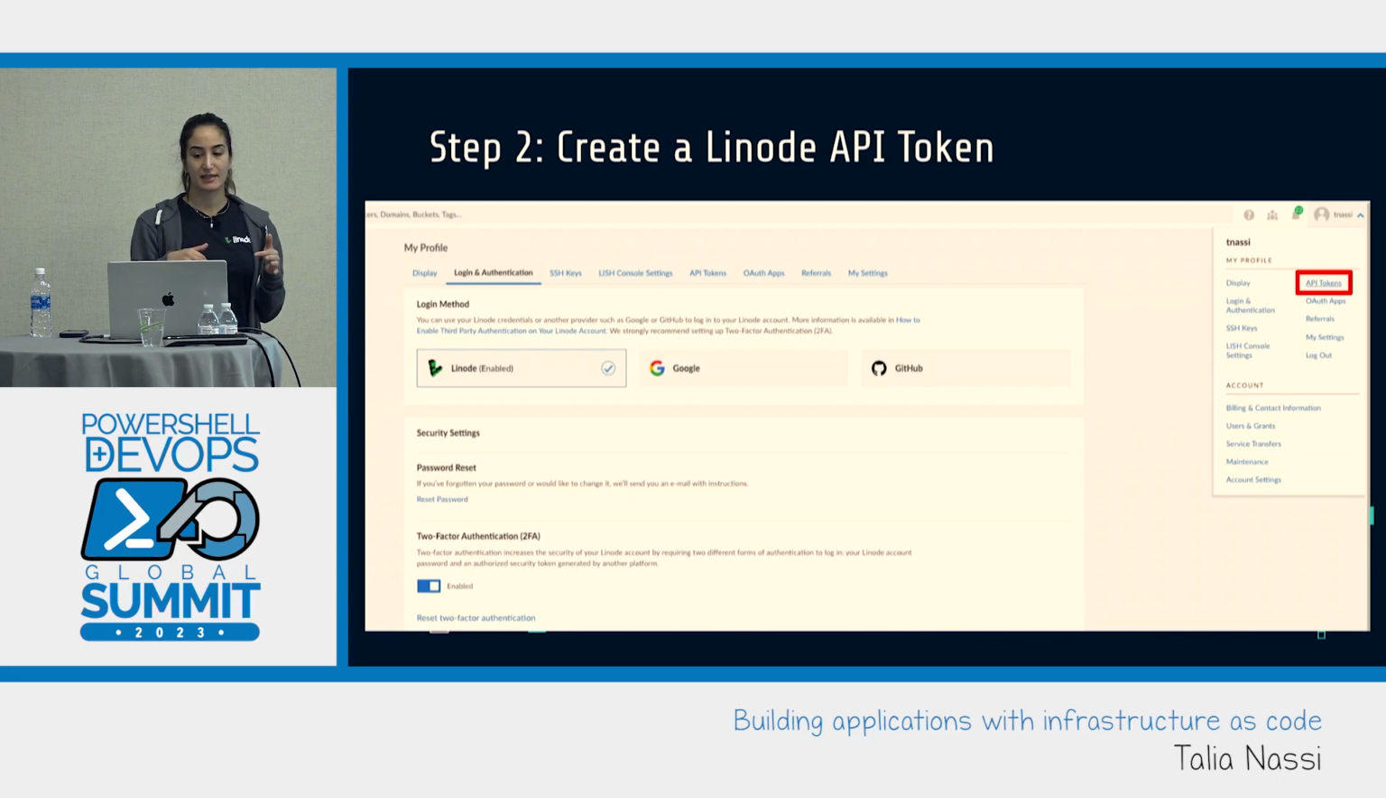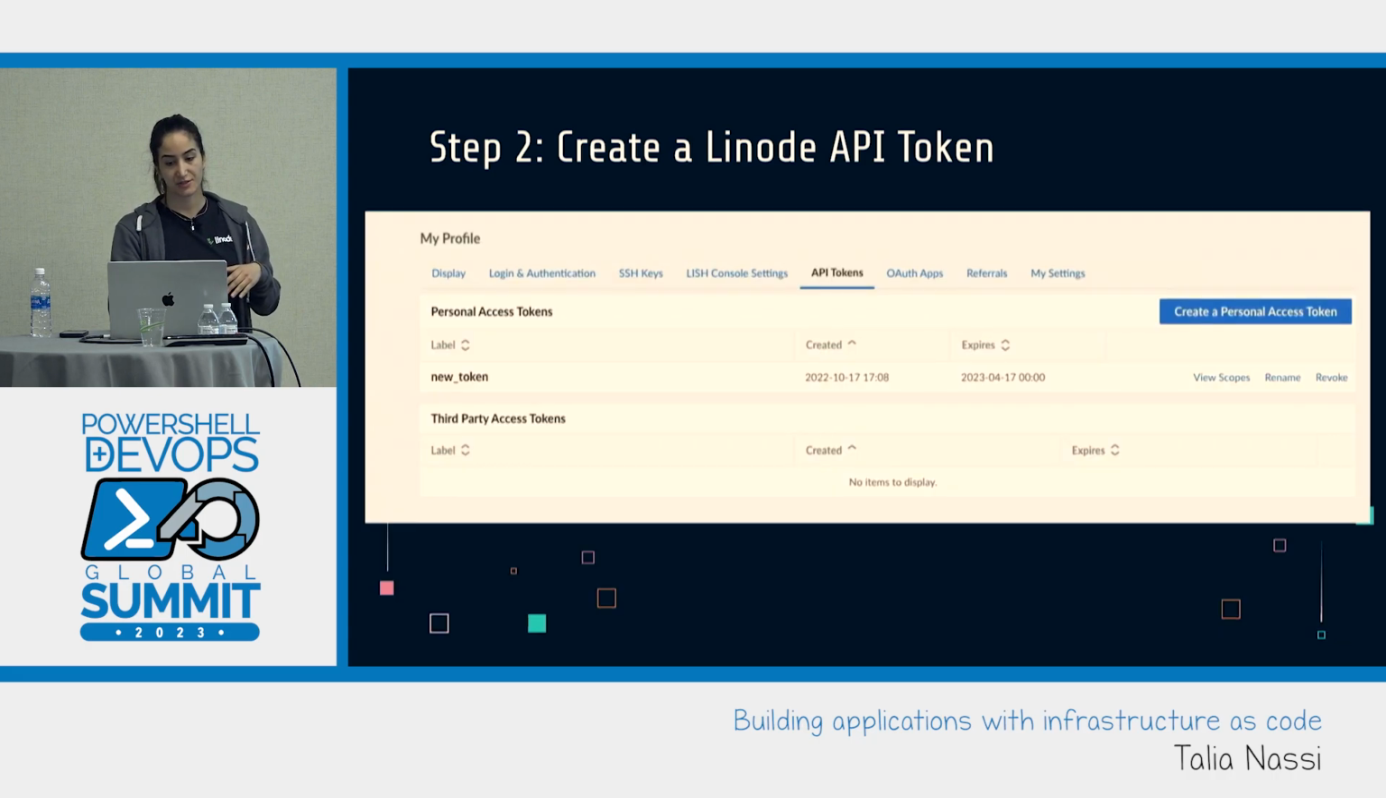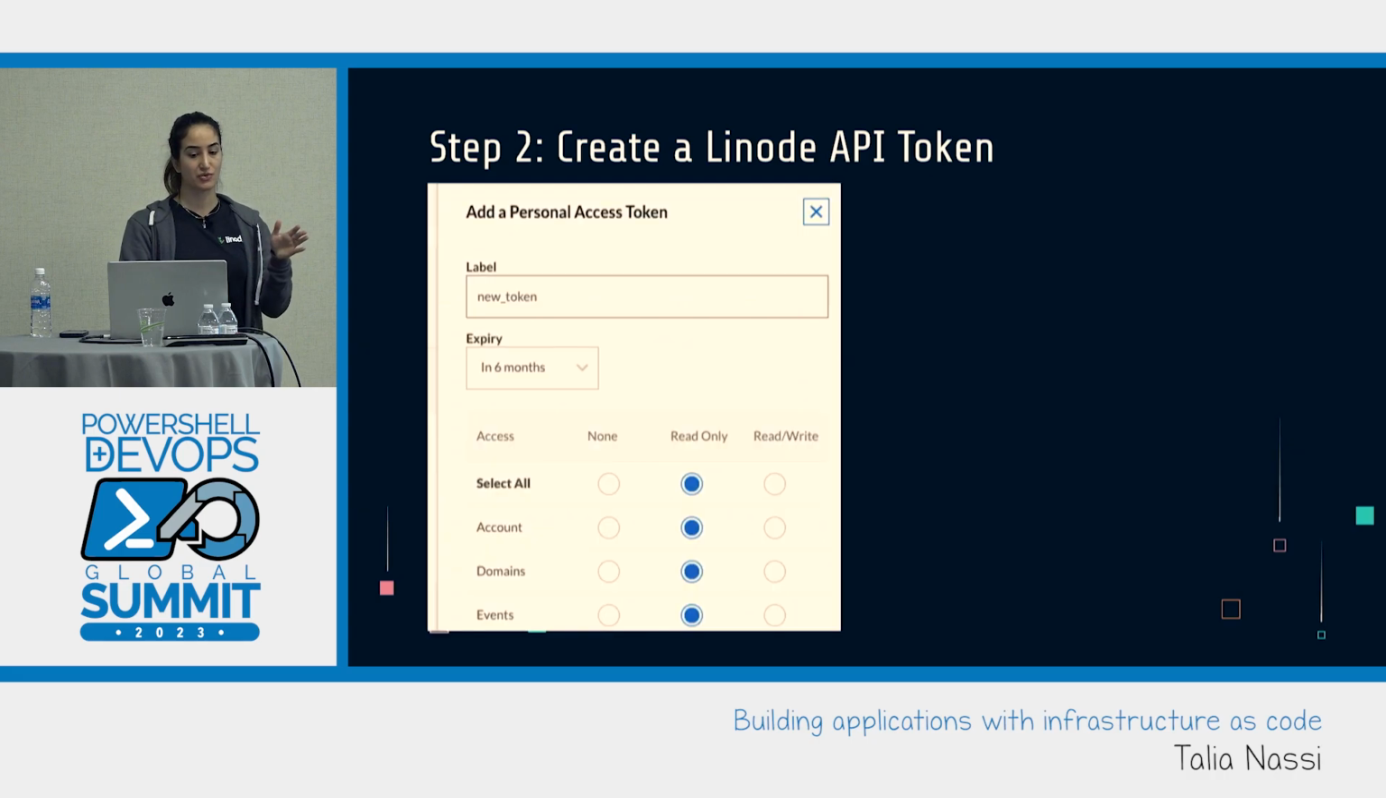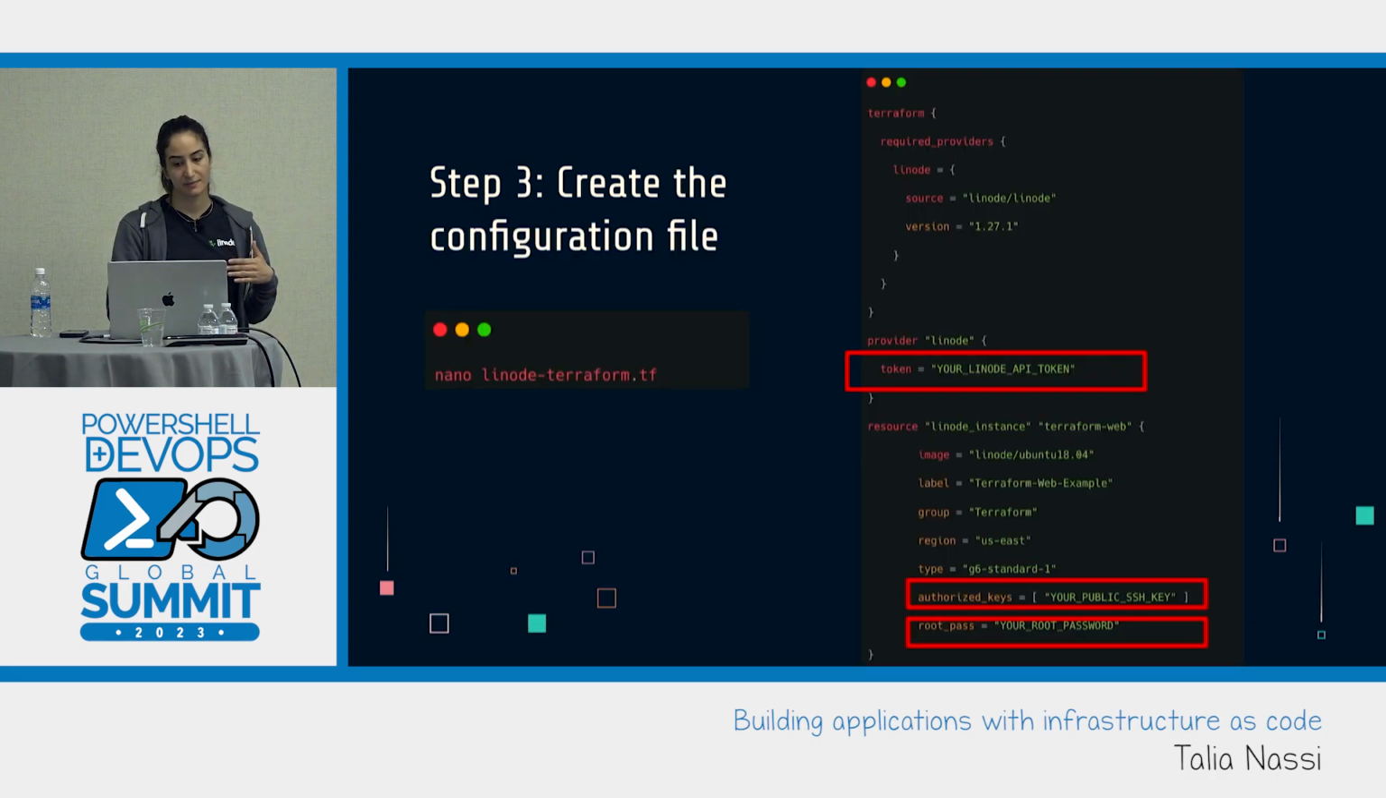Next, you need to create a Linode API token, and you do this from the Linode UI. You choose create a personal access token, and then you choose your level of security. So it's basically just the access levels that you want. Once you create this, you have to save it locally because you won't be able to access it later.